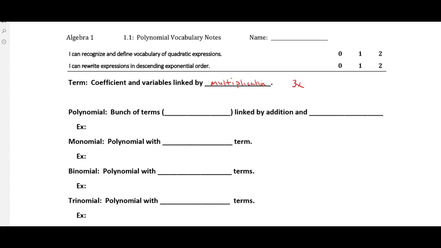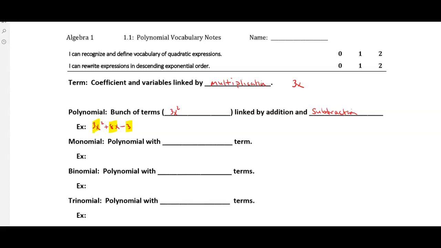Now a polynomial is a bunch of terms, right, linked by addition and subtraction. So when we see a bunch of terms, we're talking about like 3x squared is a term and so on. An example of a polynomial is 3x squared plus 8x minus 3. What you have to understand is each of these represents a term. The things linked by addition and subtraction are your terms.